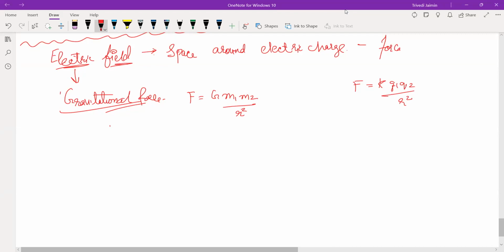So electric field, we can say, is equal to force per unit charge. So force equals K Q1 Q0 by R square, into 1 by Q naught. So it is K Q by R square.